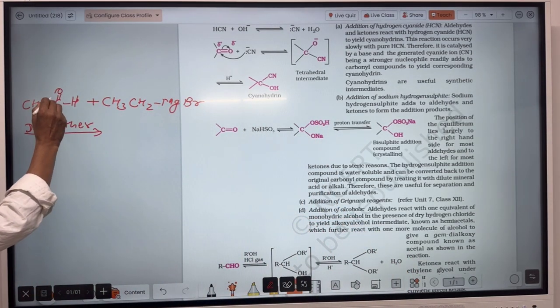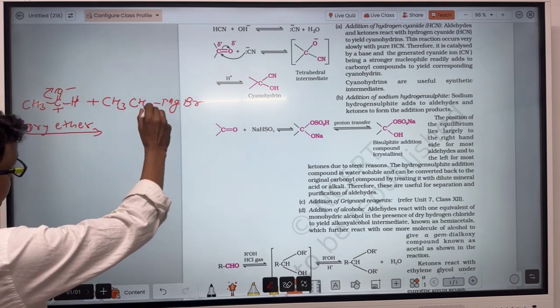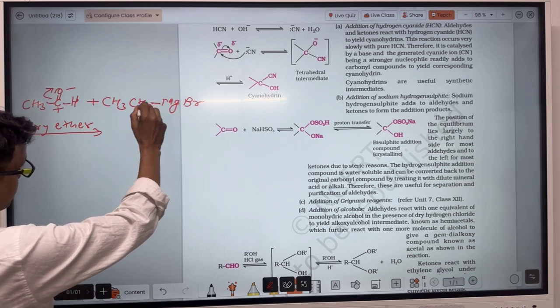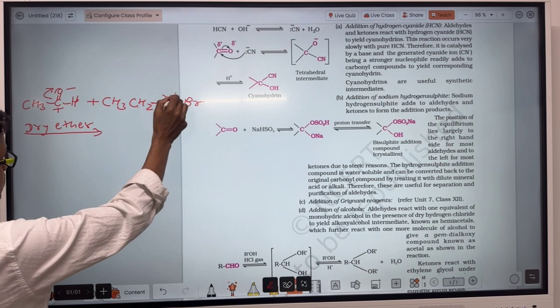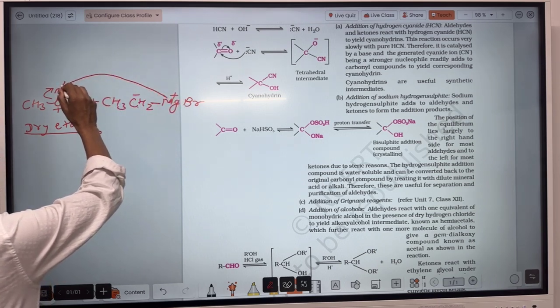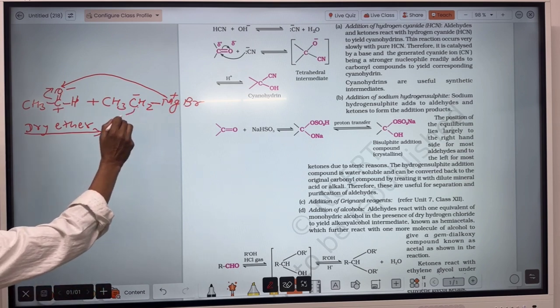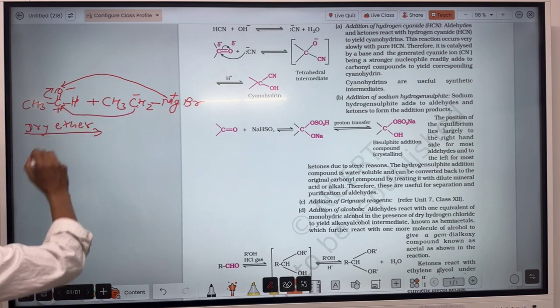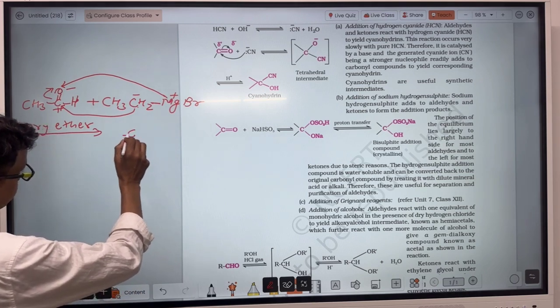This oxygen will take pi electron towards itself. So here negative charge, this carbon will have positive charge. And in the Grignard reagent, there is covalent bonding between the carbon and the magnesium. So magnesium is the positive part and carbon here is the negative part. That's why magnesium will attack towards this oxygen, and this negatively charged carbon will attack towards this carbon. So what will be the compound here?